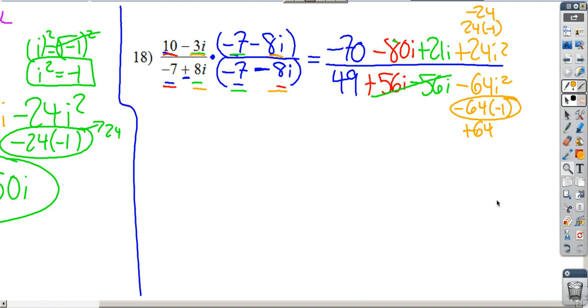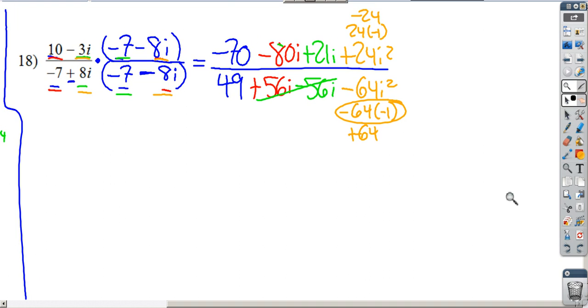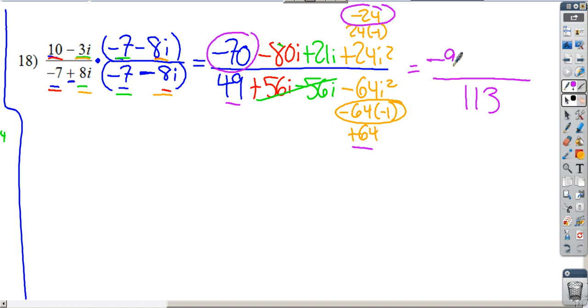Then we can simplify this very last component right here by just cleaning up the top and the bottom. So the bottom turns out to be 49 plus 64, and that's 113. The top turns out to be negative 70 minus 24, which is negative 94. And then this part right here, negative 80i plus 21i, is minus 59i.